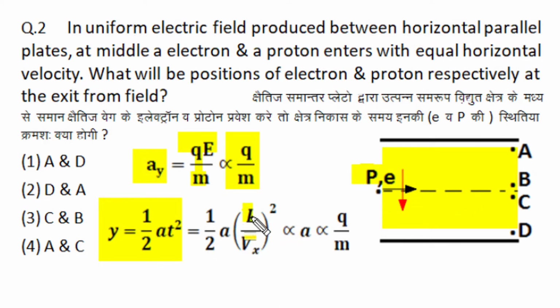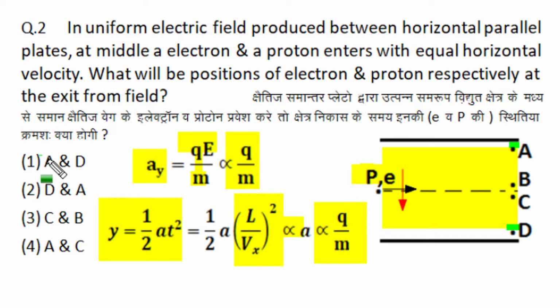by initial Vx velocity is L by Vx. Since both L and Vx are constant, this time taken is also constant. So the amount of y displacement directly depends upon acceleration, which depends upon charge to mass ratio. And since the electron has a higher charge to mass ratio, the electron will have a higher amount of displacement. So it will occupy either position A or position D depending upon the direction of the electric field.